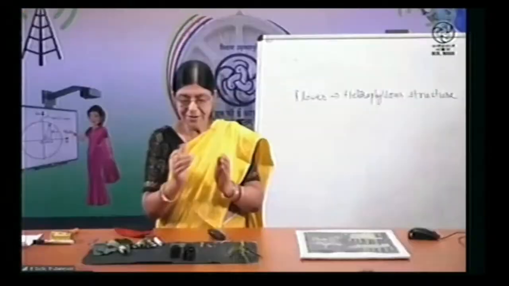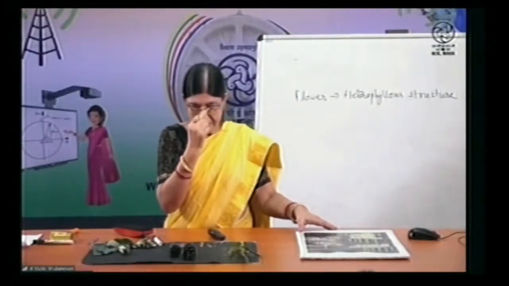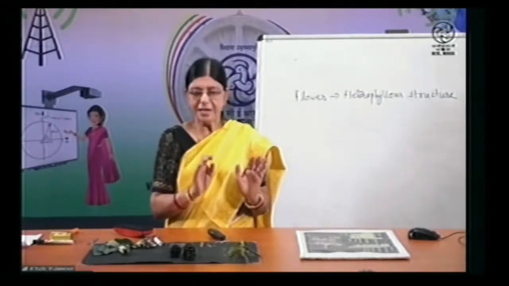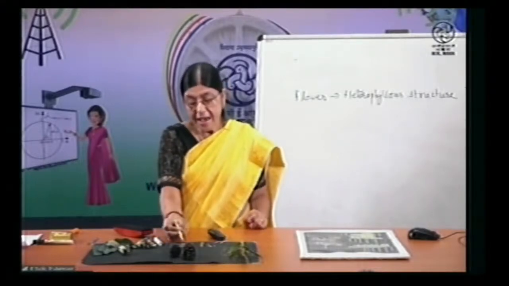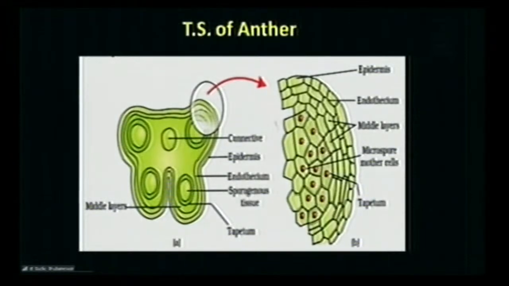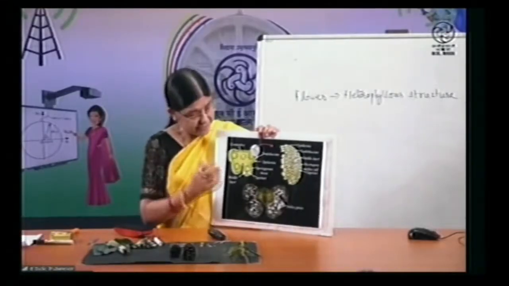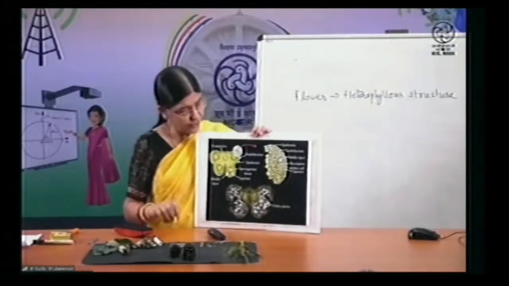That is the connective. This connective is joining two anther lobes together. So that's the function of the connective: it holds the two anther lobes together. Otherwise, it doesn't take part in reproduction. Apart from that, at the red part, you also find some vascular tissues. Through vascular tissues, food, nutrients, etc. are passed. Okay, so this is clear. Yes, ma'am. This is very much clear.